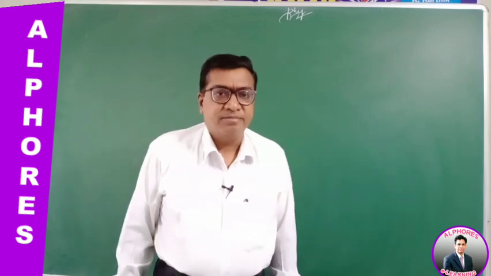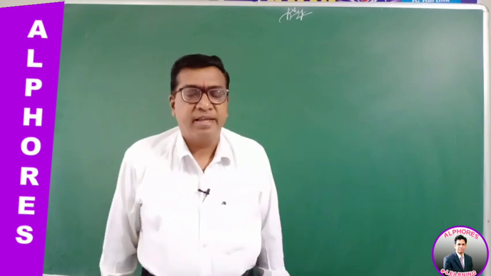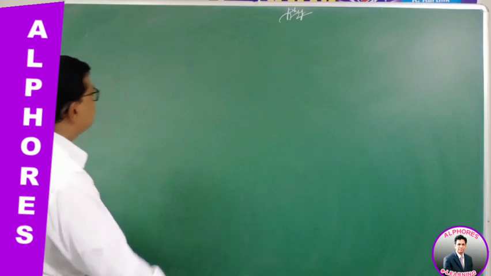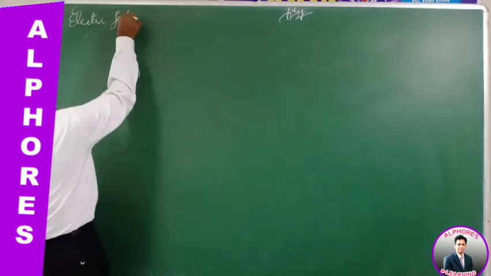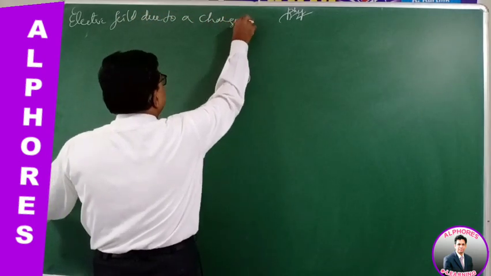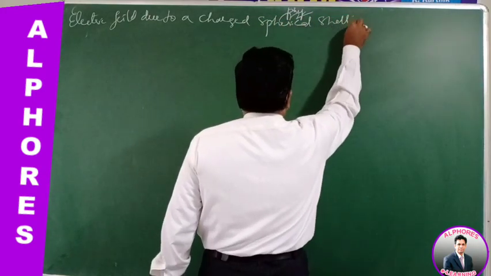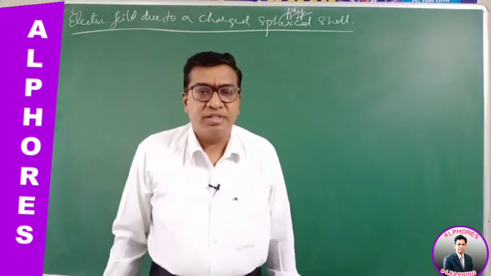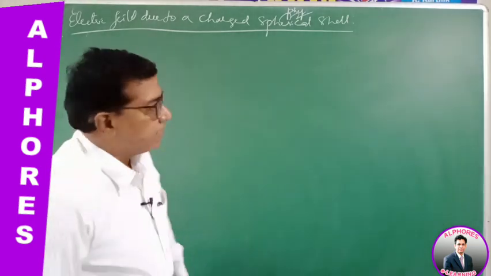In this session, we will talk about the electric field due to a charged spherical shell. So today's topic is electric field due to a charged spherical shell, a hollow sphere. What is the formula for it? We will derive the formula and we will take up the various cases regarding this, right?